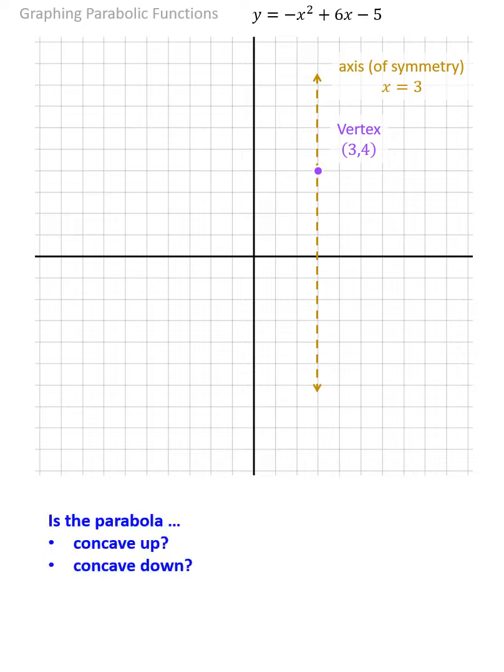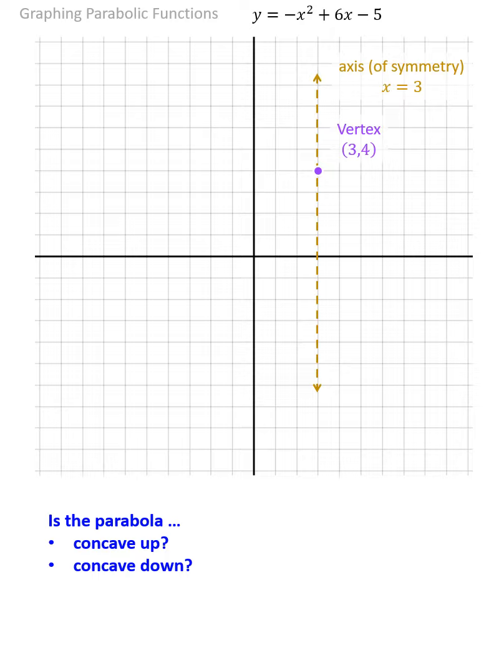Step 3, ask yourself, is the parabola concave up or concave down? Is it opening upward or opening downward? Well, that depends on whether the value of a is positive or negative. Look at the very top of your screen. Remind yourself that a is -1 here. The coefficient of x squared is a. And since a is -1, I'm going to have a concave down parabola.